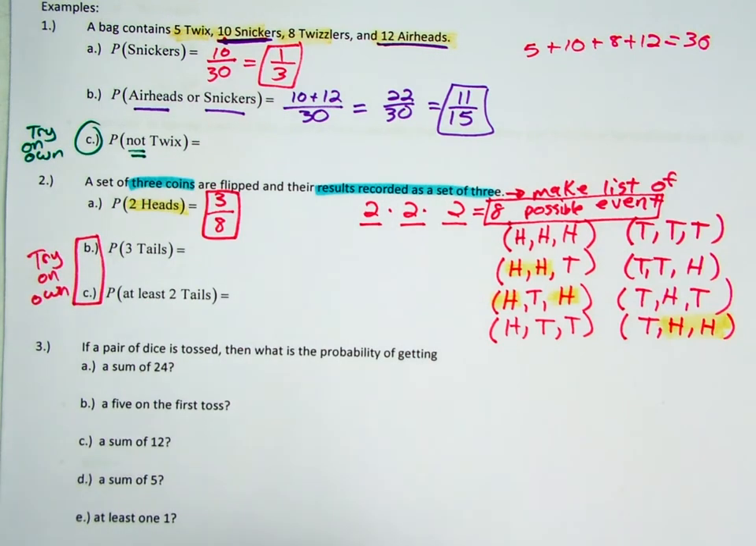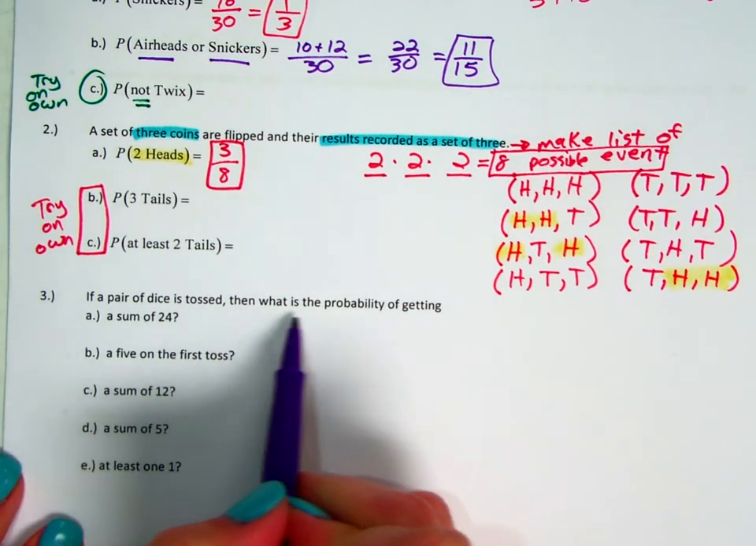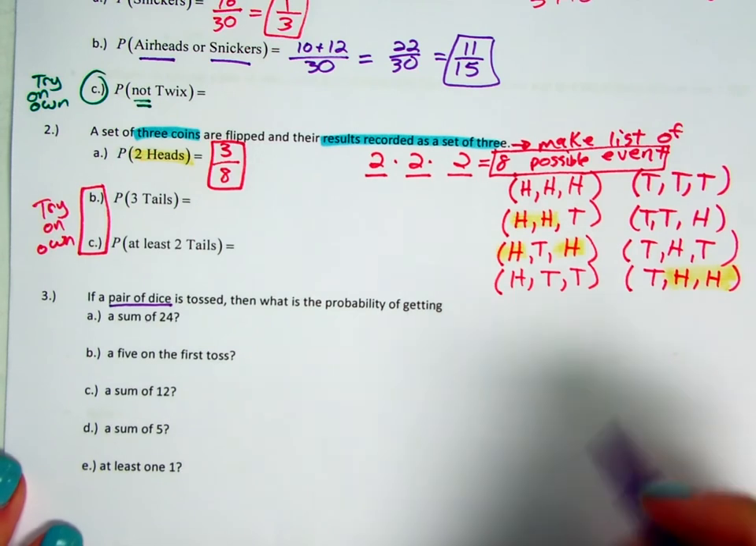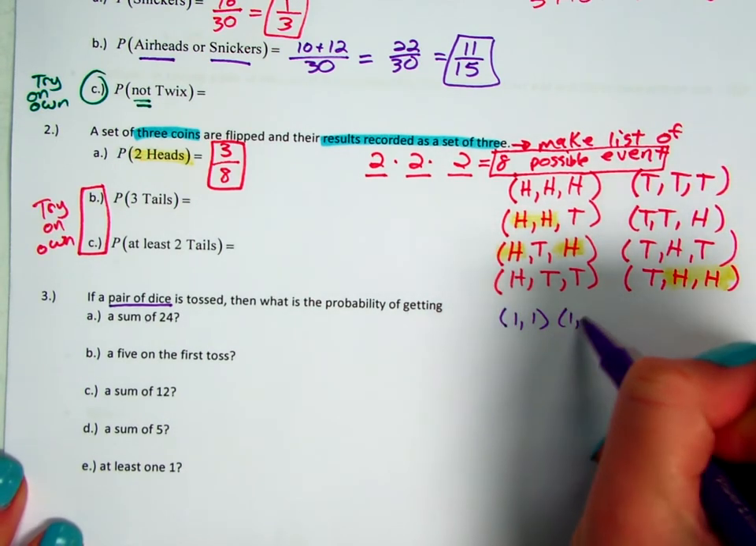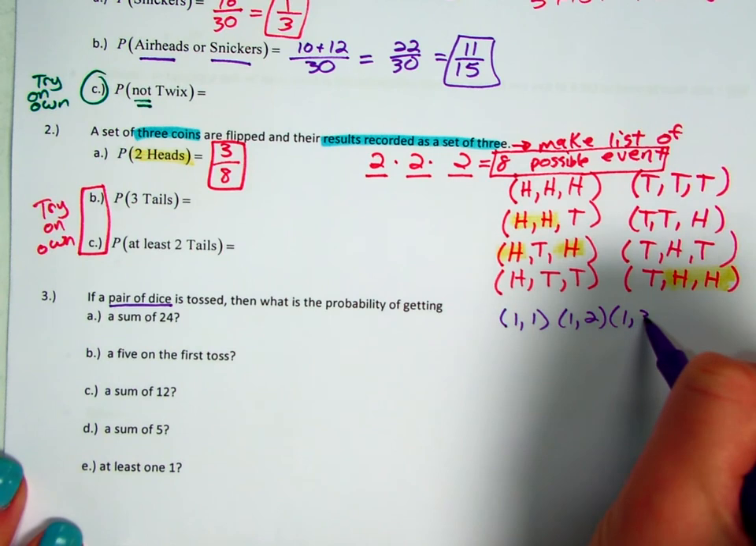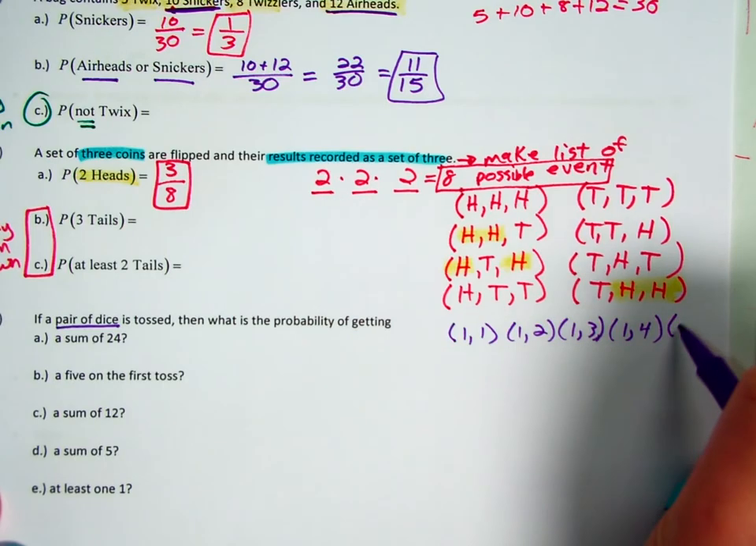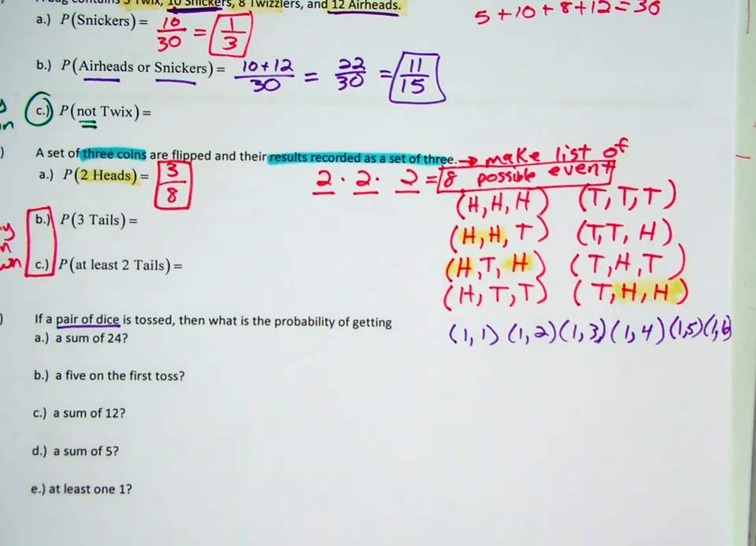All right, and the last one for this page, number 3, right? If a pair of dice is tossed, then what is the probability of getting 24? So we have a pair of dice, right? We could literally list out every single option, like 1, 1, 1, 2, 1, 3, right? 1, 4, 1, 5, 1, 6. And then we're going to have to do that for every single one.